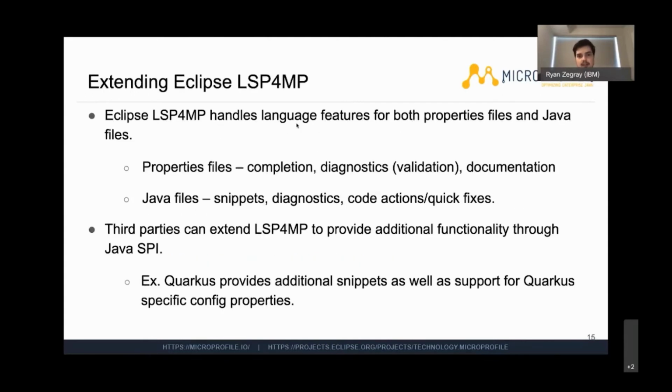And then Eclipse LSP4MP handles support for both Java files and properties files. And this can be extended using LSP4MP extensions to add additional functionality through Java SPI. So for example, Quarkus provides additional Java code snippets, as well as properties support for Quarkus-specific config properties.